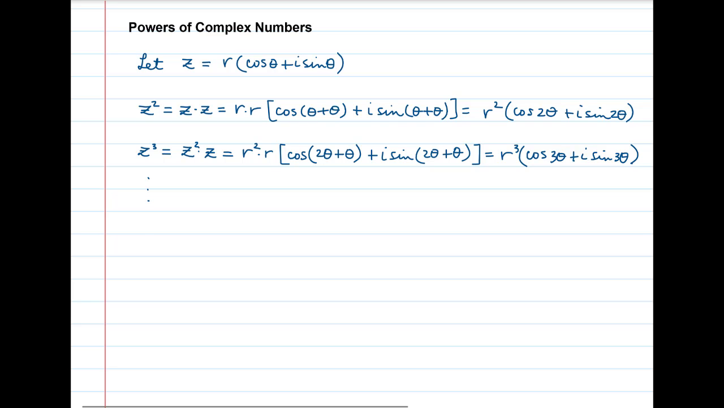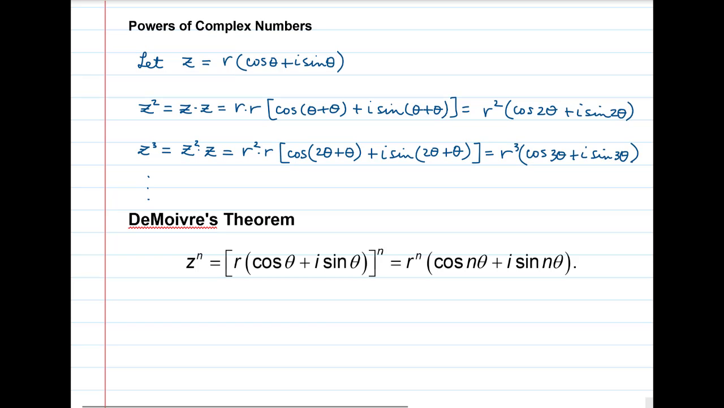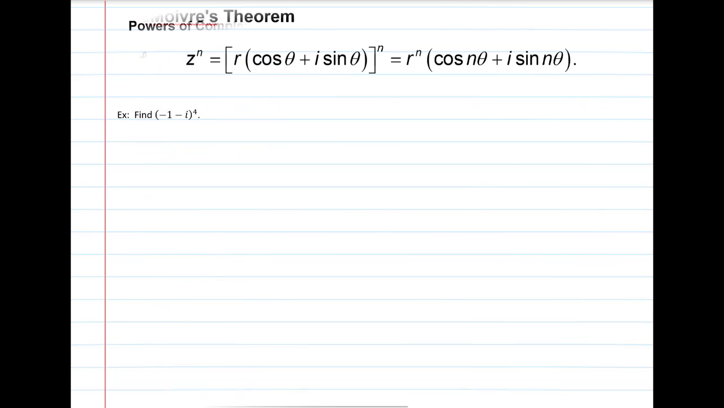If we continue in the same fashion, we're going to get this nice theorem. It's called De Moivre's theorem, and it says that a complex number raised to some power n is equal to the modulus to the power n times cosine of n theta plus I sine of n theta. In other words, you're multiplying your argument times n in your trigonometric form. So let's look at an example to see how this works.